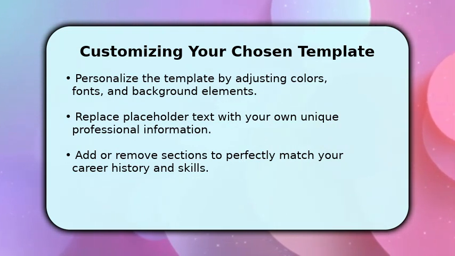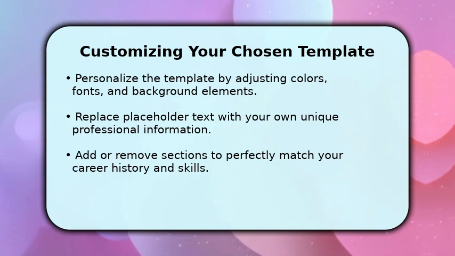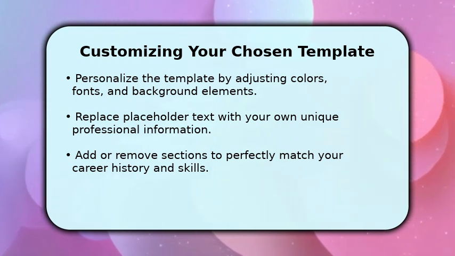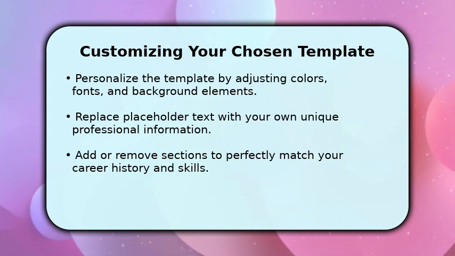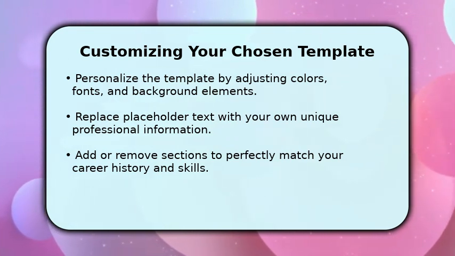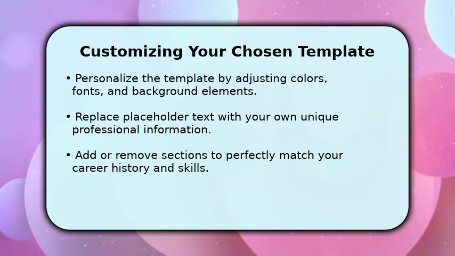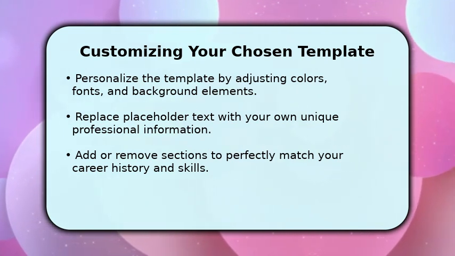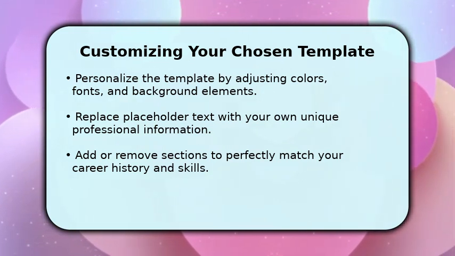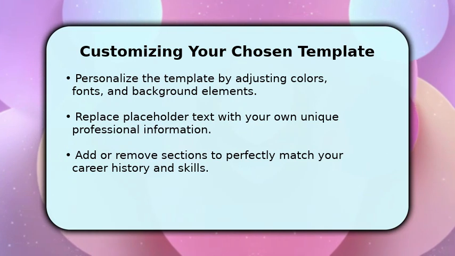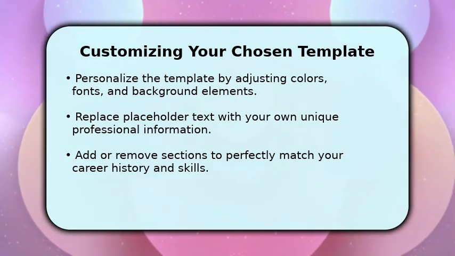Once you have selected a template, it is time to make it your own. Canva allows you to easily customize colors, fonts, and even background images to reflect your personality. Simply click on any element to edit it. Replace all the placeholder text with your actual details, such as your contact information and professional summary. Feel free to add new sections or delete existing ones to ensure your CV is tailored perfectly to your unique experience and the job you are applying for.